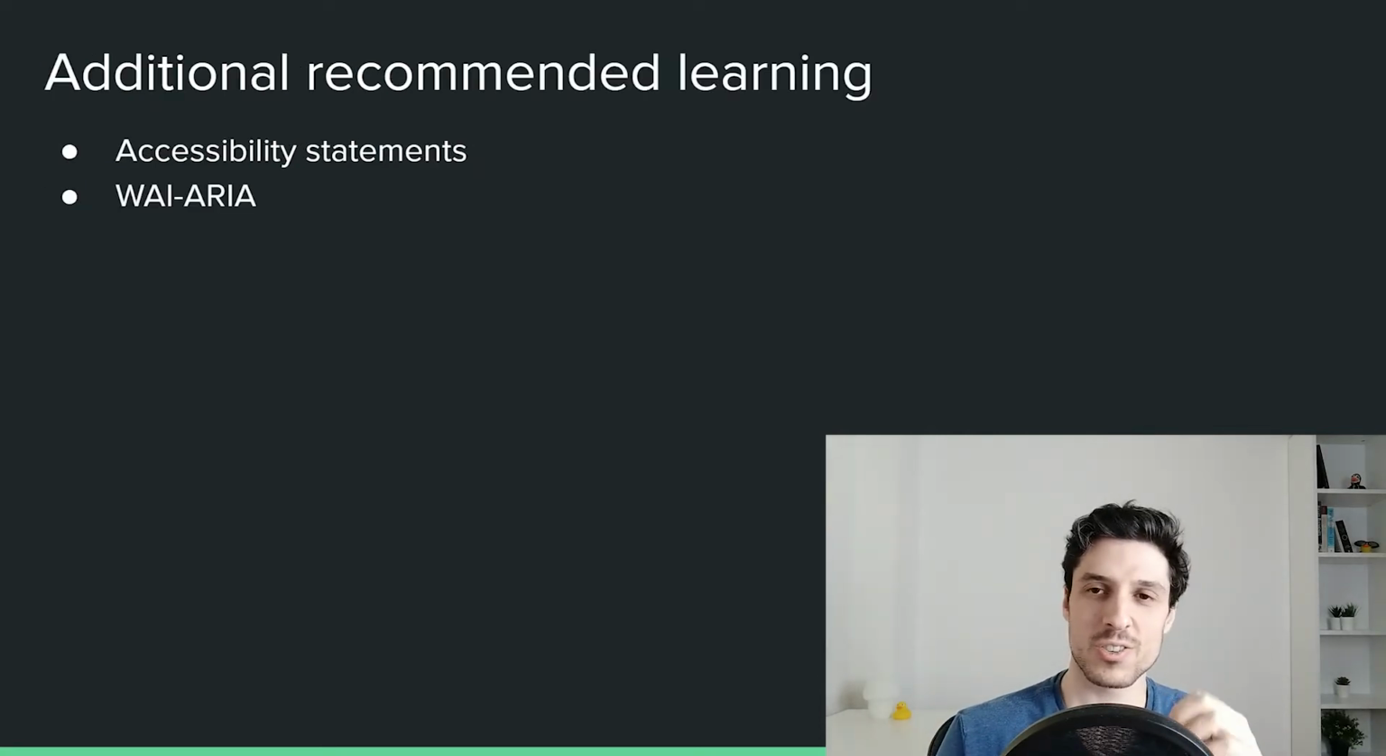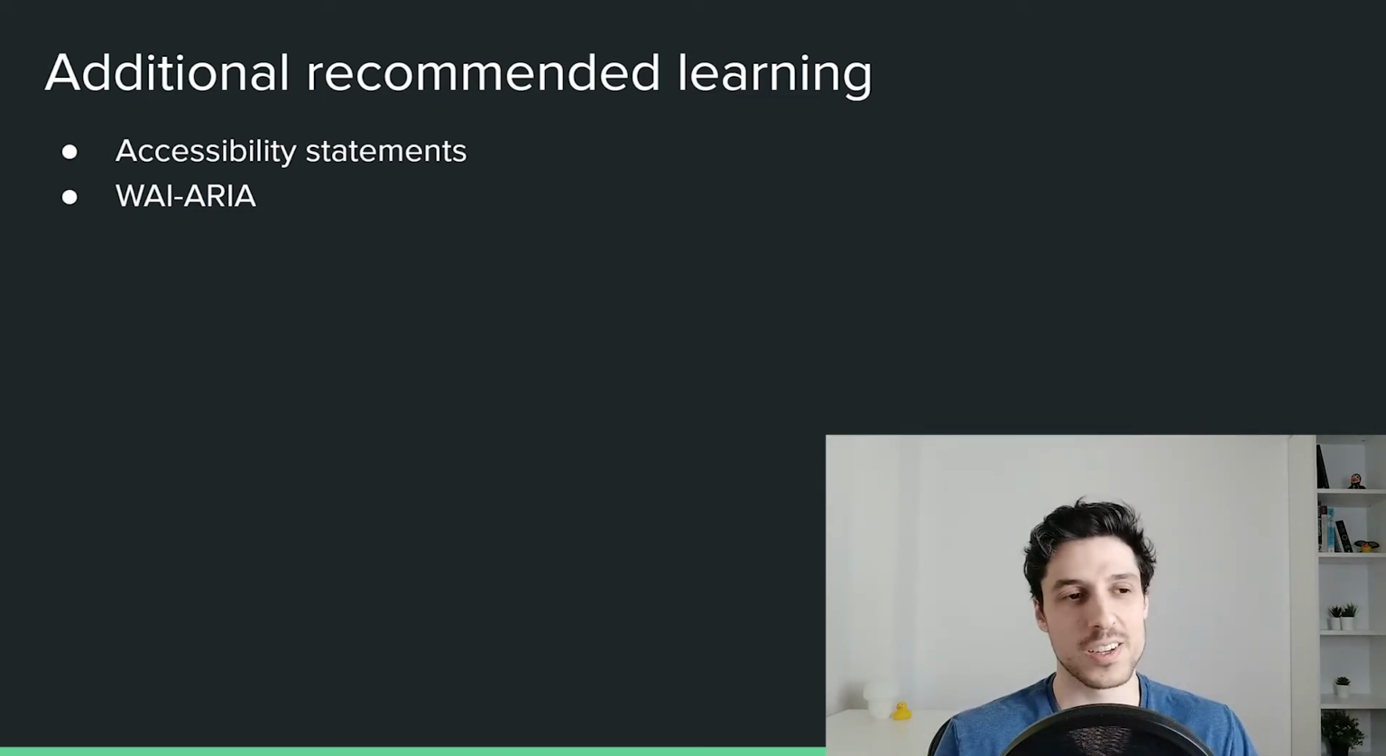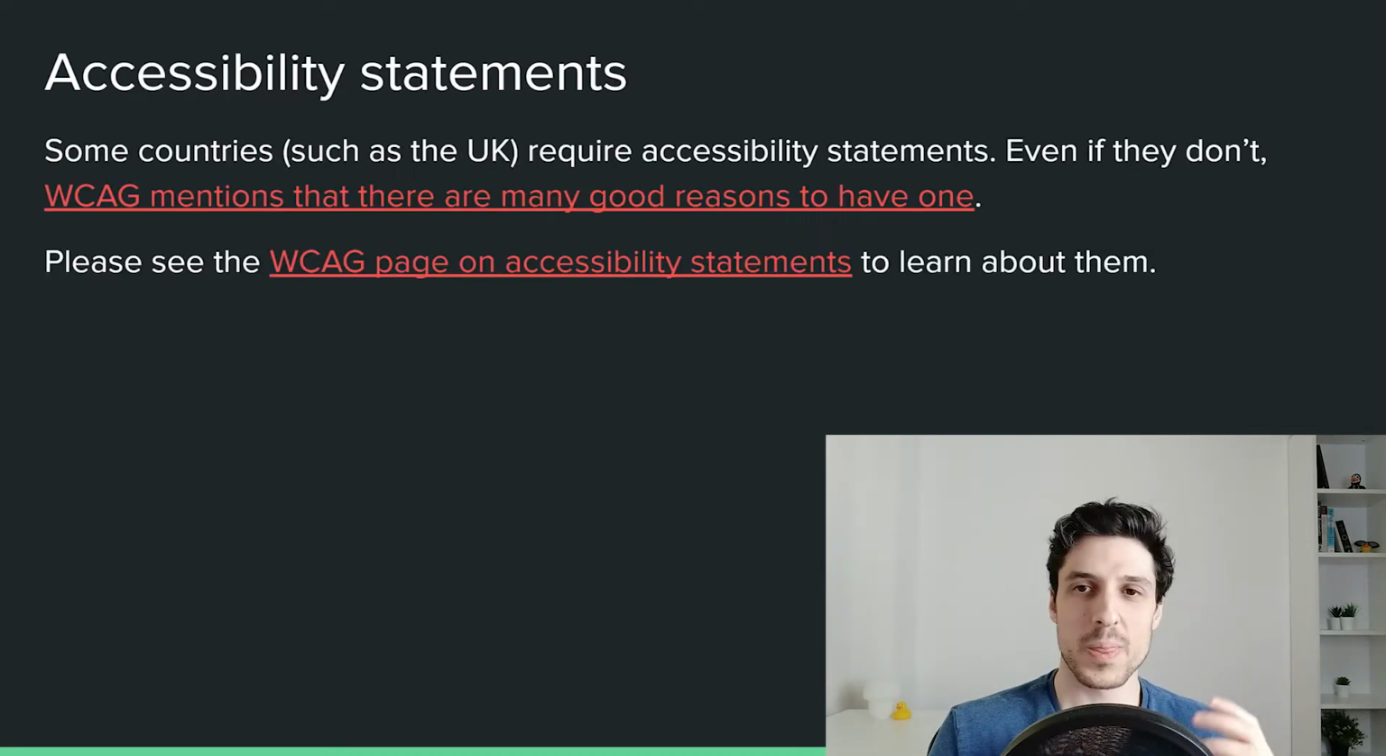Okay, so that covers your fundamental learning about accessibility. But there is more. Unfortunately, there is always more to learn. Some of the things that I need to point out specifically are the following: accessibility statements and WAI-ARIA. Accessibility statements are something that may be required by law in your country. For example, I know the United Kingdom requires your website to have an accessibility statement, at least to my current understanding. And even if they're not required by law in your country, it's still good to know about them.